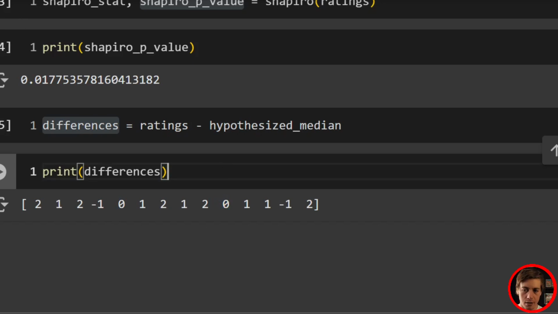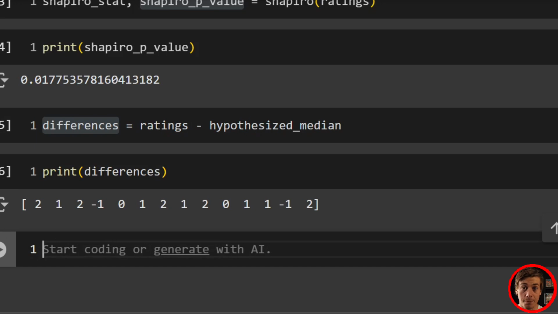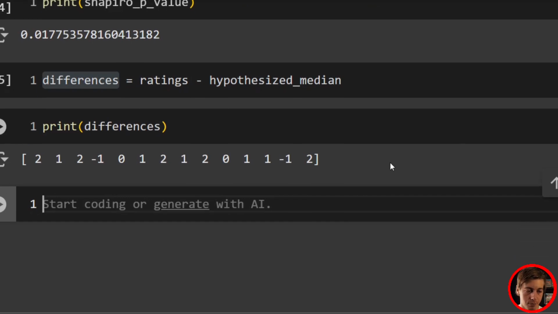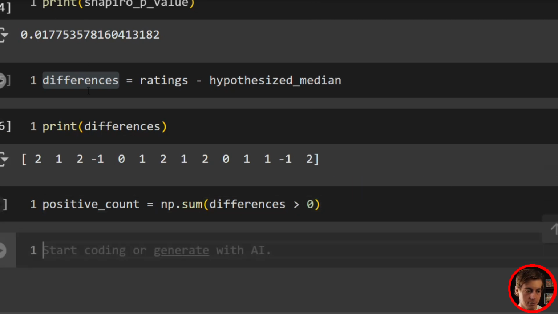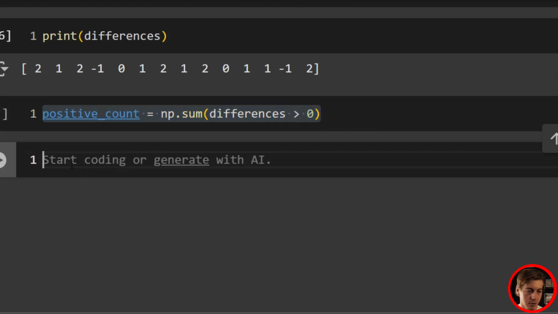Cool. And what we're going to do next is find our positive and negative counts. How we do that is the same as above, right? Positive count, if I can spell it correctly. Positive count equals np.sum of differences greater than 0, and then we'll do our negative count also, and just flip the sign, right? Negative count.